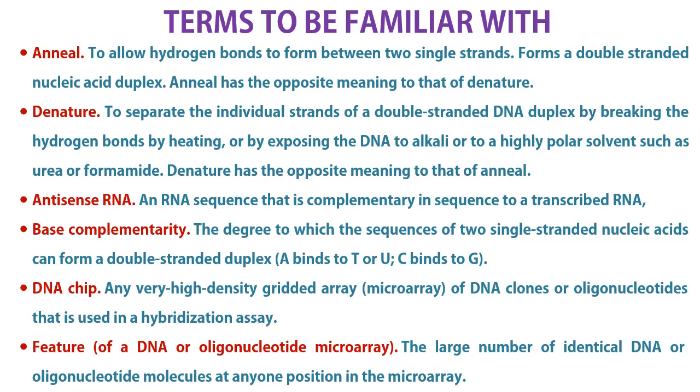Antisense RNA: an RNA sequence that is complementary in sequence to a transcribed RNA. Base complementarity: the degree to which the sequences of two single-stranded nucleic acids can form a double-stranded duplex. A binds to T or U, C binds to G. DNA chip: any very high-density grid array, microarray, of DNA clones or oligonucleotides that is used in a hybridization assay. Feature, of a DNA or oligonucleotide microarray: the large number of identical DNA or oligonucleotide molecules at any one position in the microarray.